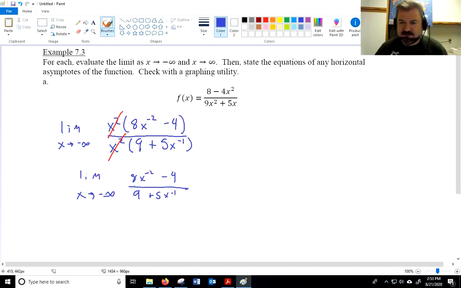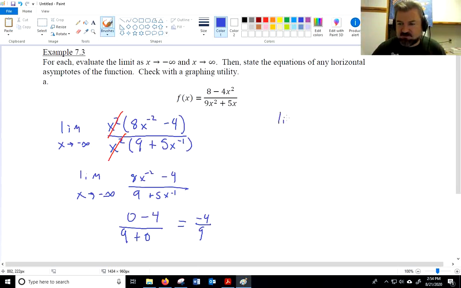All right, so let's plug in. I get 0 minus 4. I like to put the zeros, just to make sure I've done it. 0 minus 4 over 9 plus 0. That equals negative 4 over 9. So the limit as x approaches negative infinity is negative 4 over 9.